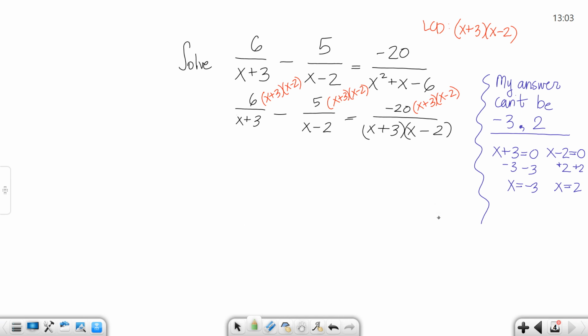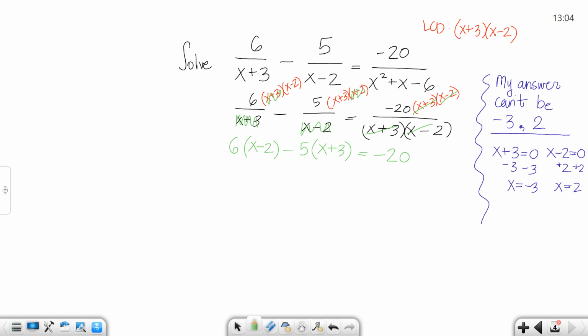So in this first one, I notice that an x plus 3 crosses out, so that leaves you with 6 times x minus 2. In the second one, I notice that an x minus 2 crosses out, so that leaves me with negative 5 times x plus 3. In this last one, everything crosses out except for the negative 20. Now, our green equation here has no fractions, so that's great.